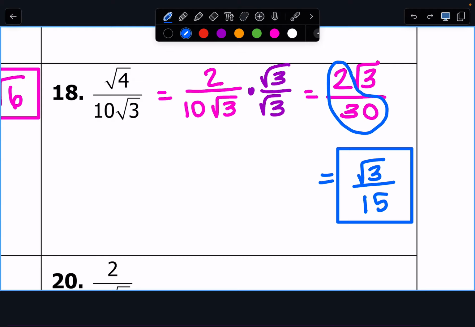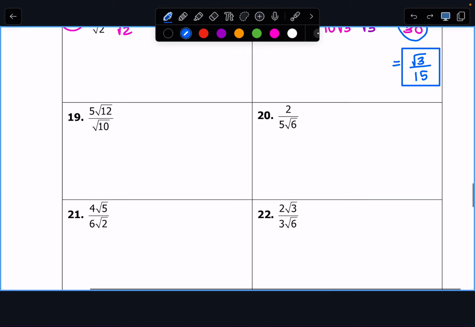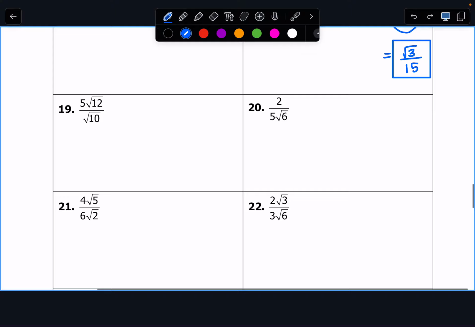Okay? So here's what I want. I want you to come up with an answer for number 20 and number 21. I'll give you about 2 to 3 minutes to come up with an answer for those. We'll check them, and then we can work independently, okay?